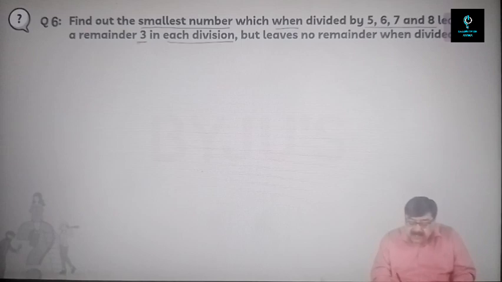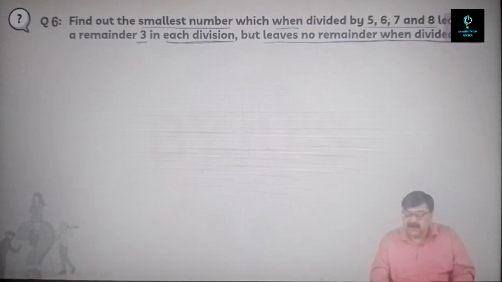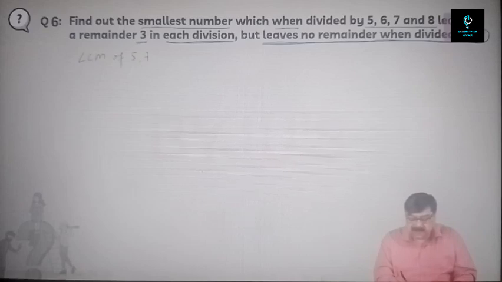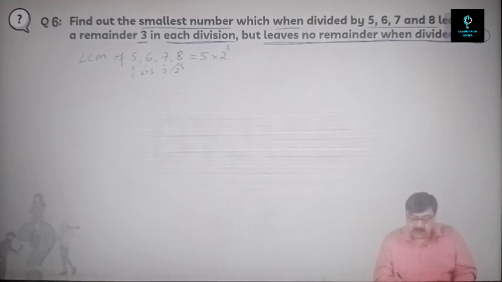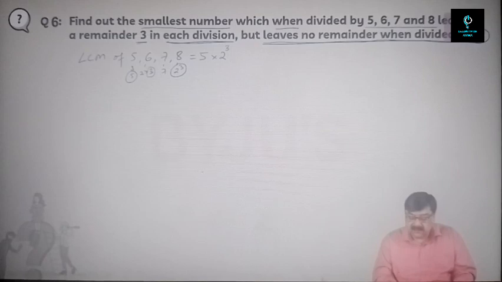Now find out the smallest number which when divided by 5, 6, 7, 8 leaves a remainder 3 in each case, but leaves no remainder when divided by 9. So the number should be divisible by 9. So what you will do first is take the LCM of 5, 6, 7, and 8. Now 5 is 5 as it is, 6 is 2 into 3, 7 is 7, and 8 is 2 cube. So the highest power of 2 here is 2 cube. 5 we have taken here, then we will take a 3, and then finally a 7.